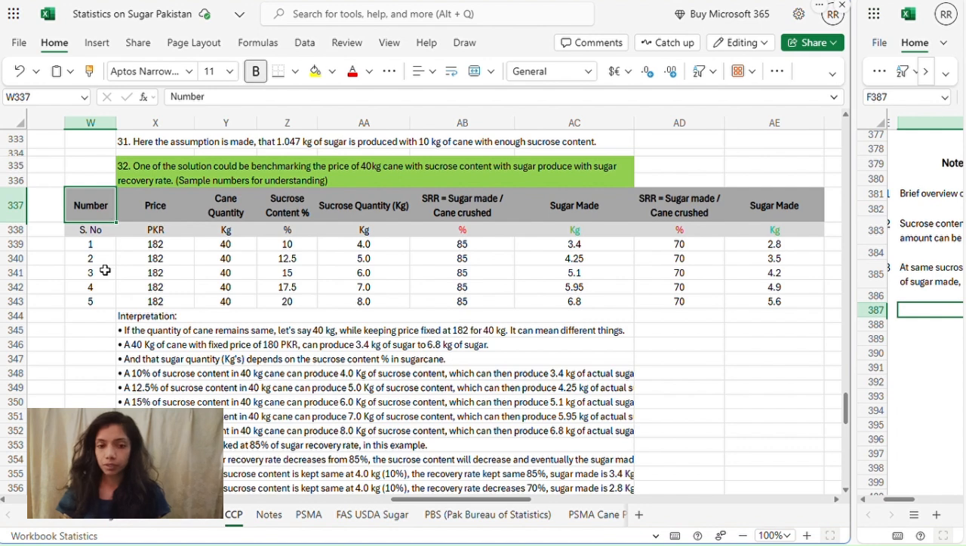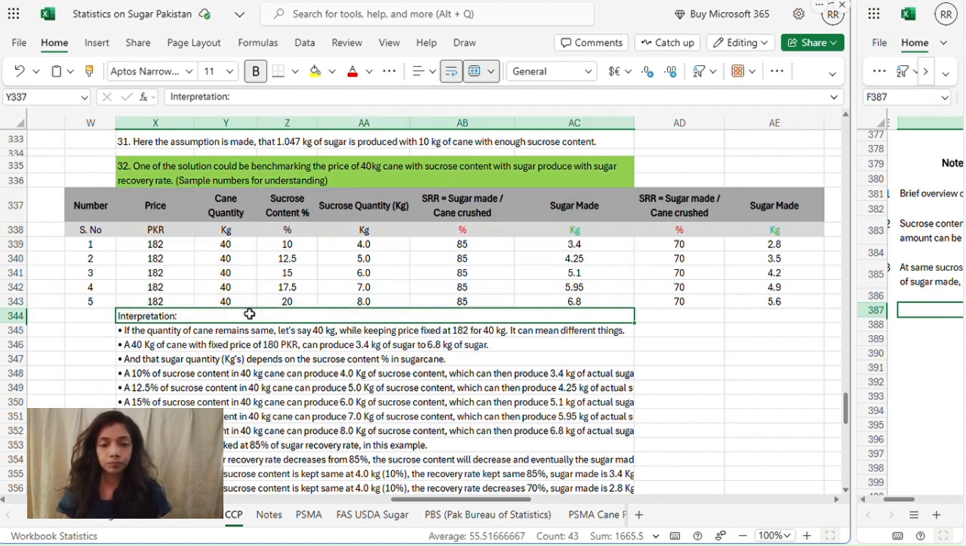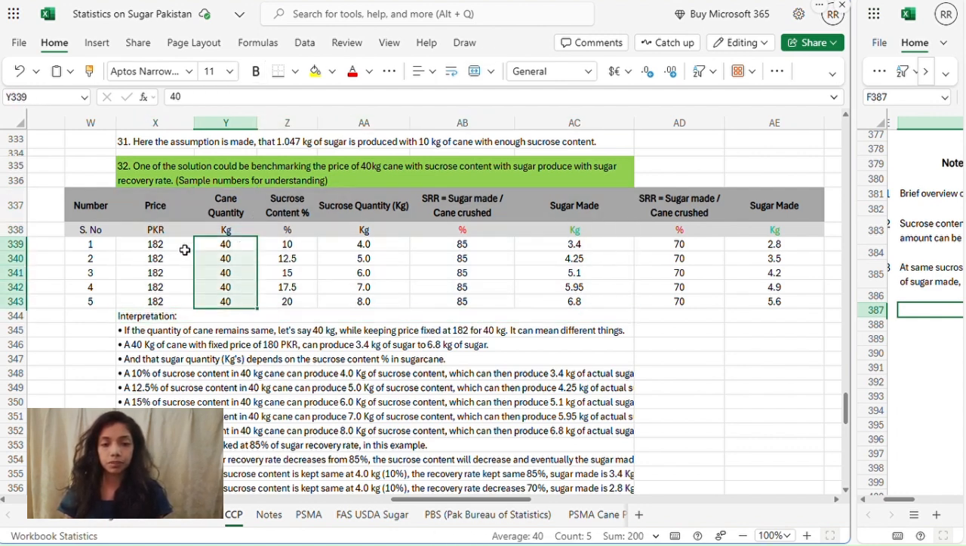So I first put down the numbers here, then I put down the prices here. That means I kept the prices the same, that is 182, and then the quantity I also kept the same, that is 40 kg. For 40 kg of cane, the price will be 182. So these both factors were kept the same. Then what I did, I added the column of sucrose content percentage, and I added the usual standard sucrose content percentage 10, which usually starts from previous years.